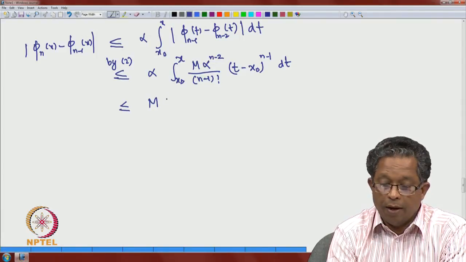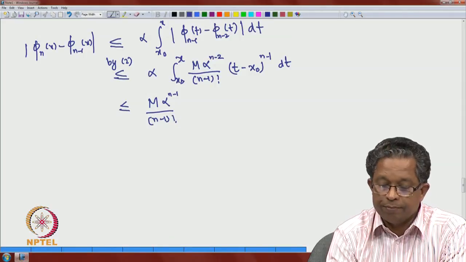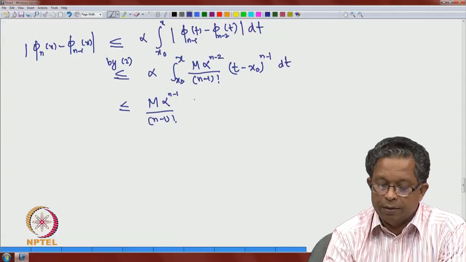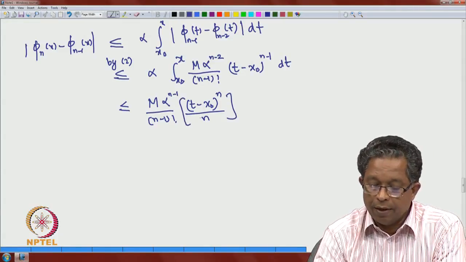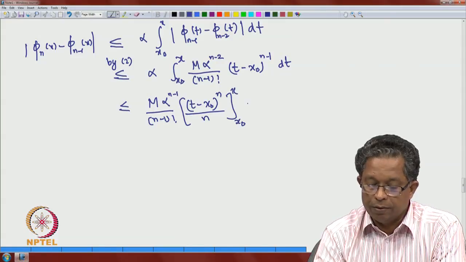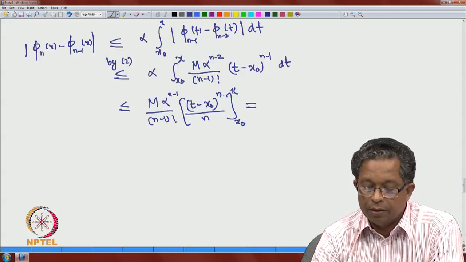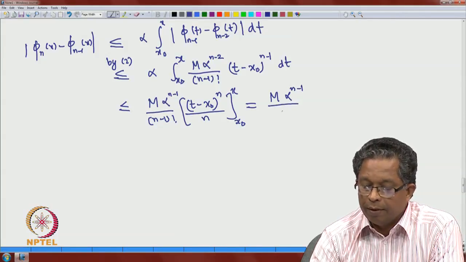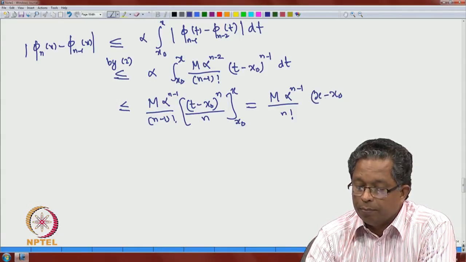you get m into alpha, and I can take alpha to the power n minus 1 by n minus 1 factorial outside, then integrating t minus x 0, we get t minus x 0 to the power n by n, and you have to evaluate it at the points x 0 and x. When t is equal to x 0, this vanishes, and at t equal to x, you get x minus x 0. So, this is m into alpha to the power n minus 1 by n factorial into x minus x 0 to the power n.